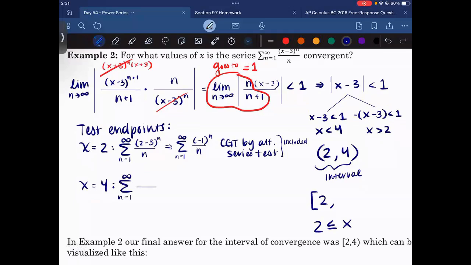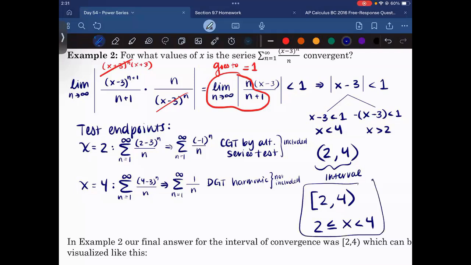So this one on top is going to be 4 minus 3. And it's going to be a positive 1. So we can get rid of that. So it's just going to be 1 over n, which we know is a divergent harmonic series. So this will not be included. Soft bracket or just that. And there we go.